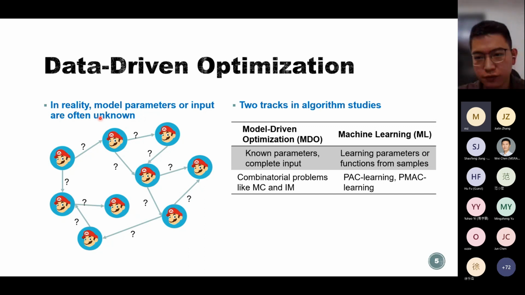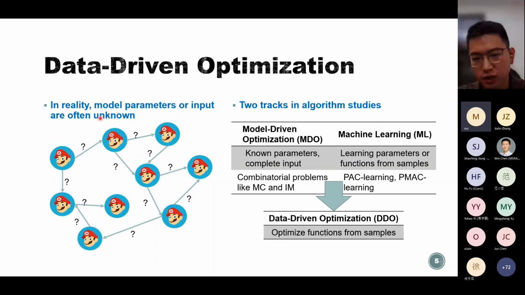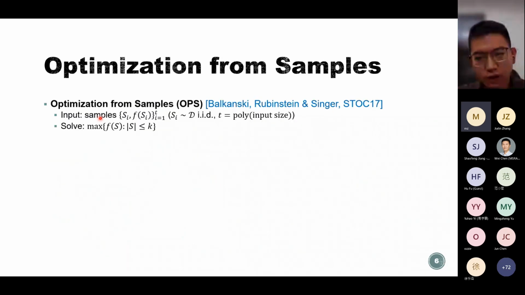Motivated by these two types of algorithm studies, it's natural to ask the following question. That is data-driven optimization. That is, can we optimize the functions from the samples when the function values are unknown to us? This is a very interesting problem, but in the literature, it is rarely studied. Until 2017, in this seminal paper, Balkanski, Rubinstein, and Singer proposed an optimization model called optimization from samples.